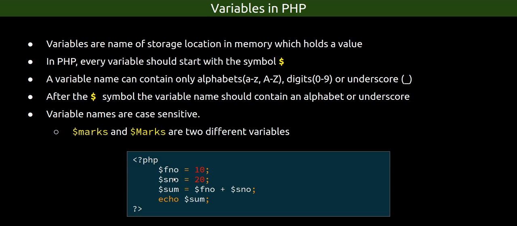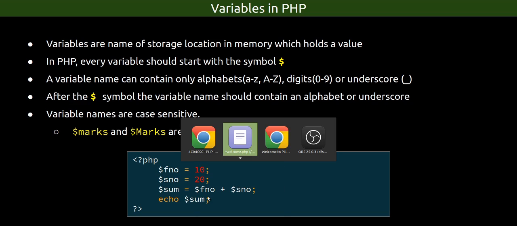Let's consider this program. This program has 3 variables, fno, sno and sum. I'm assigning a value 10 to fno, assigning a value 20 to sno, and then putting the sum of these 2 values into sum, and then I'm printing that. So this will print 30.